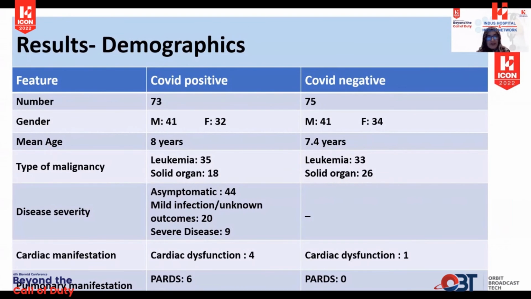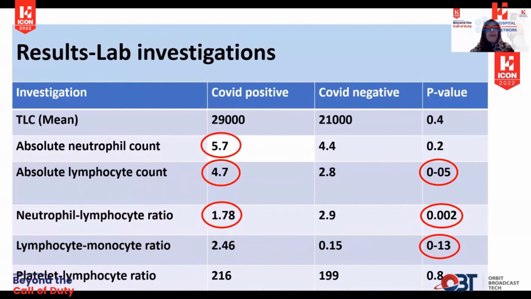Interestingly, the other manifestations like presence of fever, flu, malaise, and other GI upsets were quite similar in both the groups, so I did not mention them here. What was different was the presence of cardiac and pulmonary manifestations. Cardiac dysfunction was present in 4 COVID patients, whereas only 1 child in the COVID negative group had cardiac dysfunction, which was also related to the chemotherapeutic drug. ARDS was present in 6 of our COVID positive cohort, while the COVID negative cohort did not have any PARDS at all. When you look at the lab investigations, we had some interesting results.